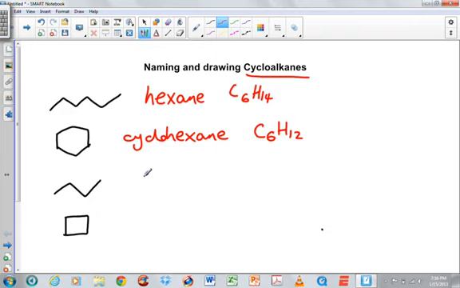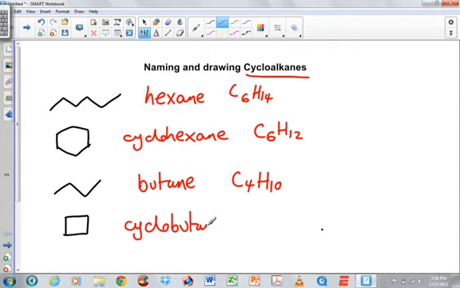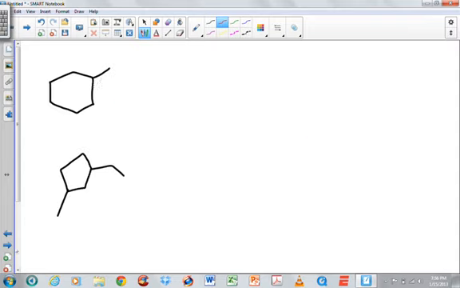So the naming convention is slightly different too. This down here is butane, 4 carbons, 10 hydrogens. 4 carbons in a ring, cyclobutane. 2, 4, 6, 8 hydrogens. So again, the number of hydrogens is different in a ring versus in a chain. So naming these, you just have to put the prefix cyclo in front of the name. Doing all the substituents and all the other stuff, that's pretty much exactly the same as it was before.